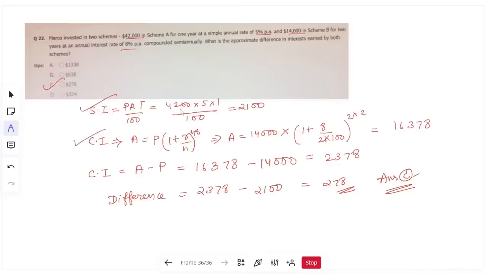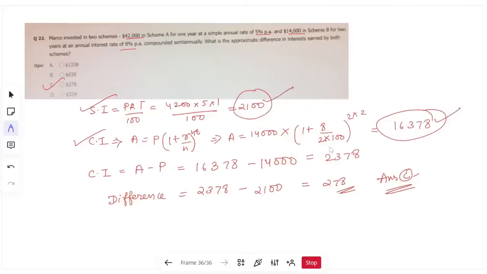Principal is given to us 42,000, and then rate is 5%, and then time of the year is 1. Okay, so then 100, which equals 2100. Finally, when you solve it, you will get the value as 16378, and for compound interest you will get the value as this one, and for simple interest you will get the value as this one. Okay, so see, this is the amount value.